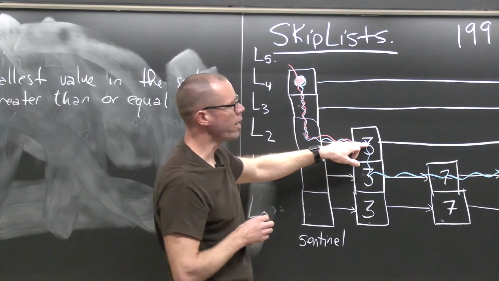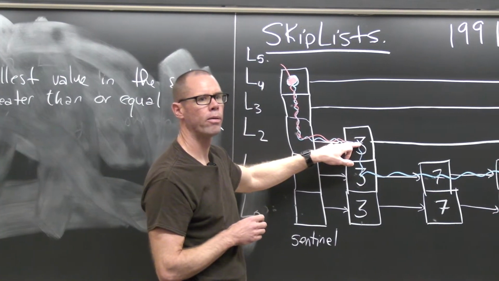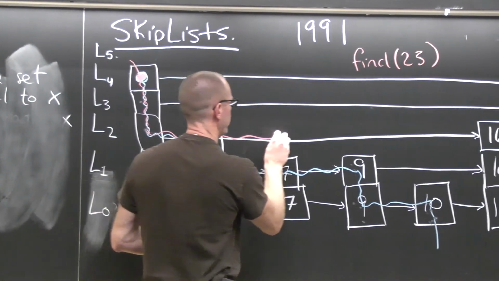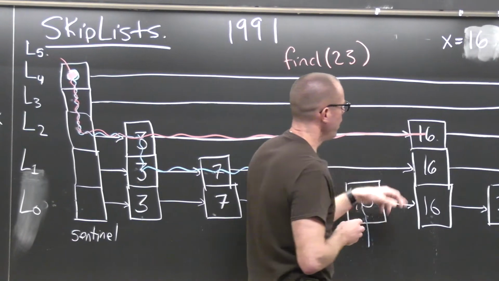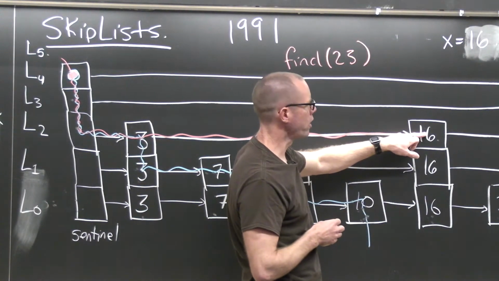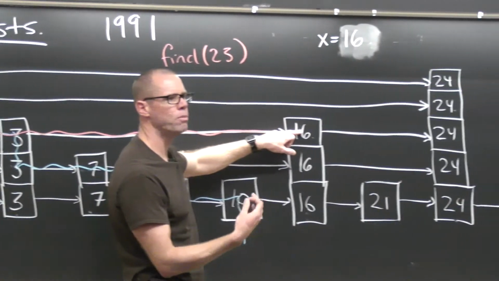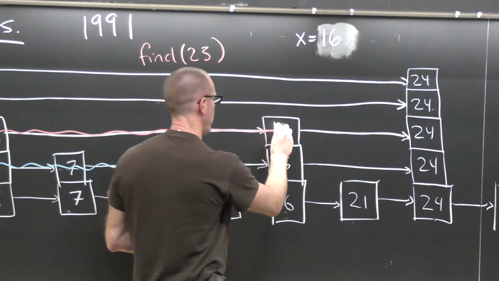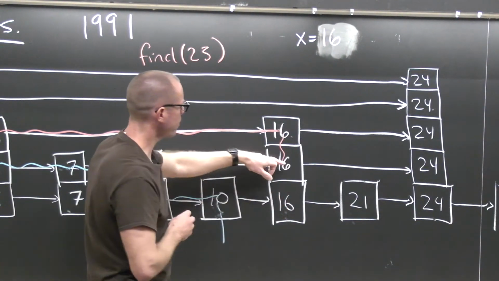Here, if I look to the right, I see 16. Should I go right or down? Here, if I look to the right, I'm in the situation I was in before. I see 24. That's bigger than the 23 I'm looking for, so I should go down.